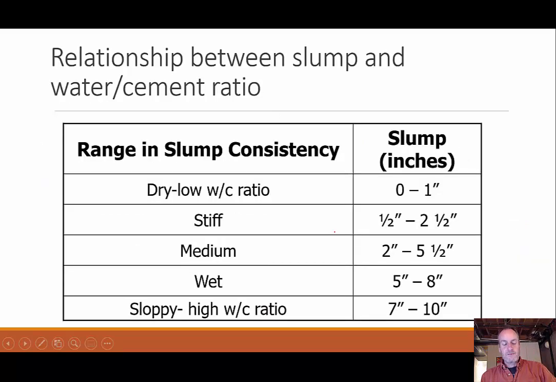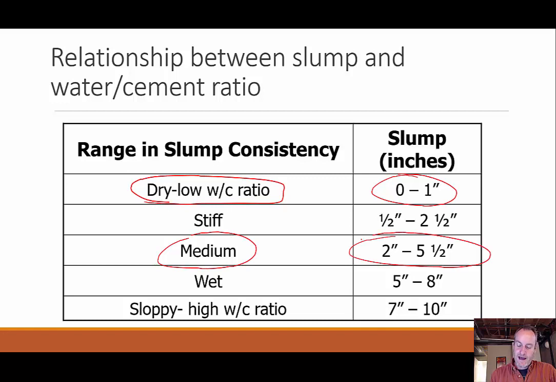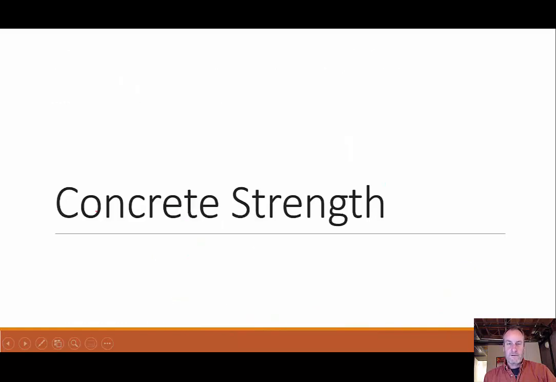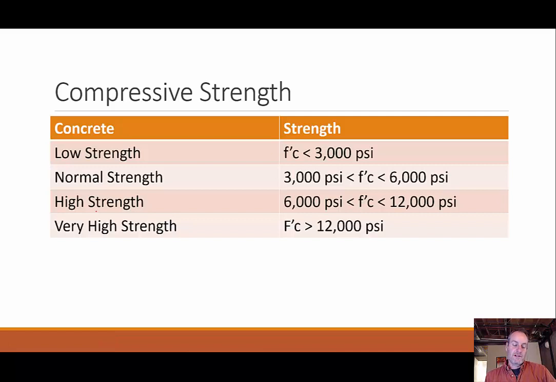So what is the relationship between slump and water cement ratio? We tried to have a very low water cement ratio for one of our groups, where we should have a slump of only 0 to 1 inches. The medium stuff is like 2 to 5.5, and then the sloppy high is like 7 to 10. Of course you have stiff and wet in between for those intermediaries, but for our lab those are the 3 that we did. So let's move on to the strength of concrete in general.